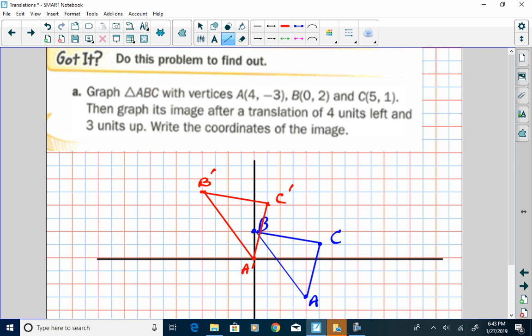Right, and once again, we should see that the triangles are similar, meaning same shape and same size. And you can see that each one of your points was moved in the same direction. 4 units left and 3 units up. Point B, 4 units left, 3 units up. And point C, 1, 2, 3, 4 units left, 3 units up.